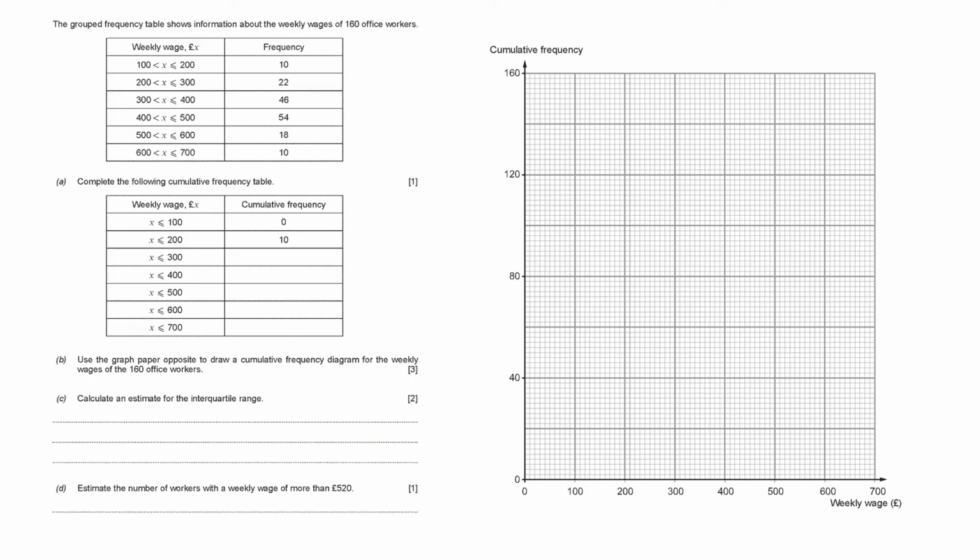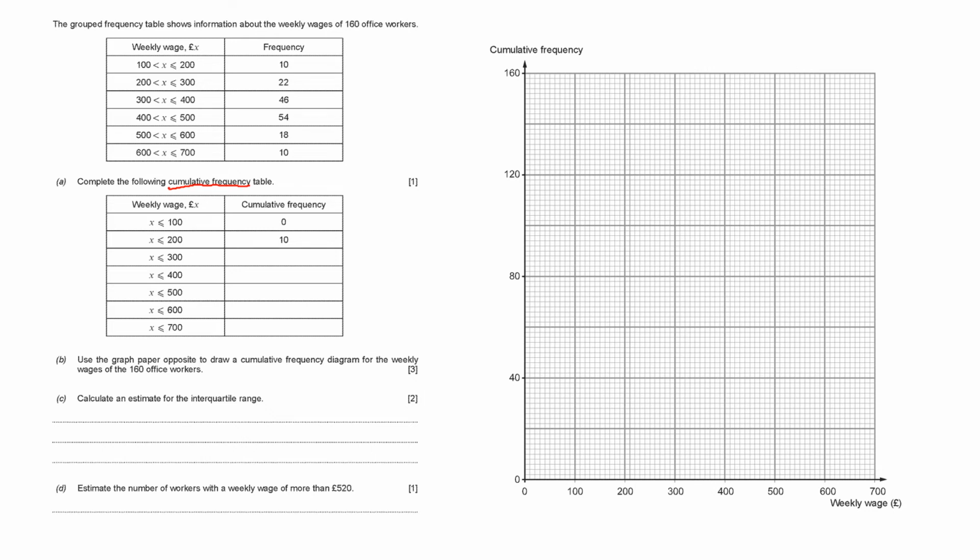Okay, the group frequency table, another group frequency table. We saw one earlier where we did an estimated mean. We're going to have done one in paper 1 where we draw a group frequency diagram or bar chart. But this time, as we can see in part A here, we're going to draw a cumulative frequency diagram, starting by filling in the cumulative frequency table.